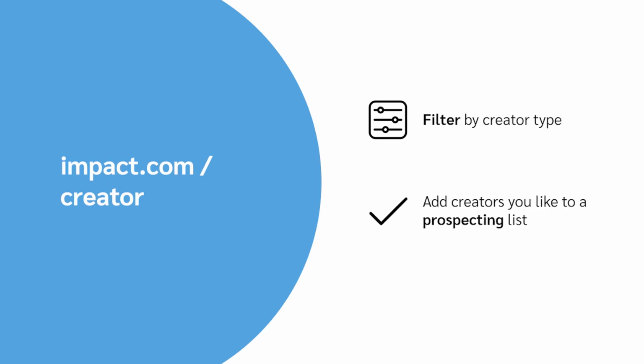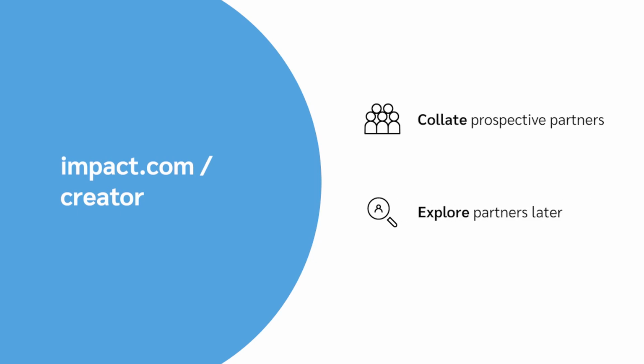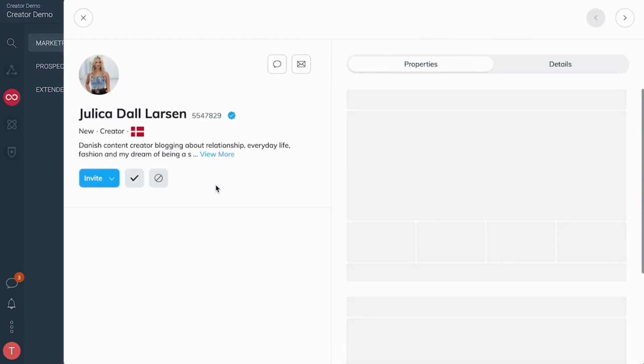When you see a creator you like and are interested in working with, you can add them to a prospecting list that you and your team can go over. This allows brands to easily collate several prospective partners that they're considering for a campaign, and they can refine and explore the list in more detail at a later time. To add a creator to your prospect list, simply hover over their image and click the checkmark icon in the top right corner of their image. Once a creator has been added as a prospect, brands can use the prospects filter to search through them alongside any other filtering options.